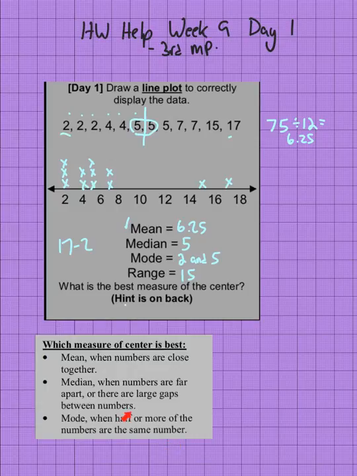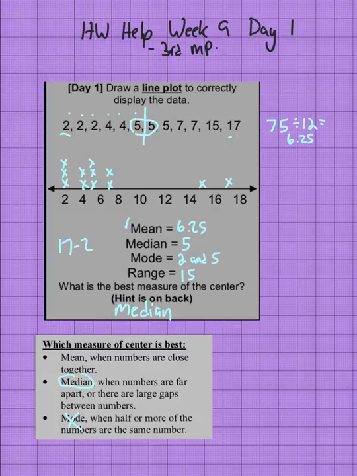So I can eliminate mode right away because, 1, there's 2 of them, and 2, half of the numbers aren't the same. So it is not going to be mode. Now, as far as mean versus median is, are the numbers close or is there a gap? So I notice right here, there's a gap between the numbers. So that means median would be the best measure of center.